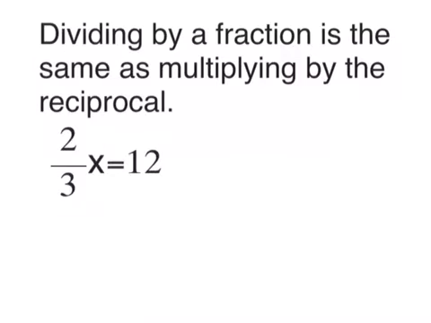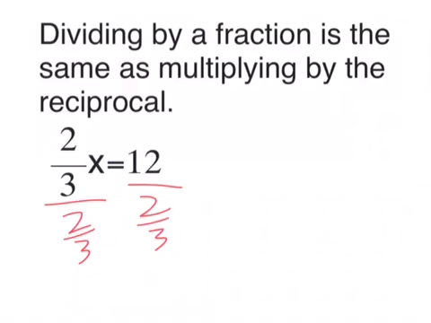So, since we know that dividing by a fraction is the same as multiplying by its reciprocal, I'm going to show you two ways that we can solve this problem here. 2/3 x equals 12. The first way is to look at it and see what's happening to x in this equation. Well, it's being multiplied by 2/3. We're going to perform the inverse operation. The opposite of multiplying by 2/3 is dividing by 2/3. And of course, we have to do that to both sides. Divide both sides by 2/3.